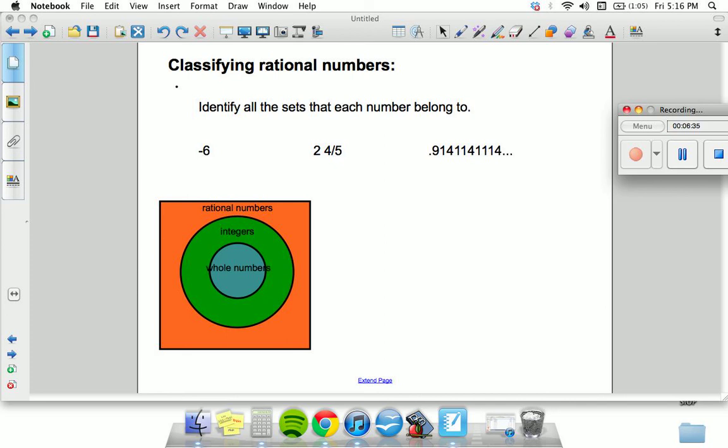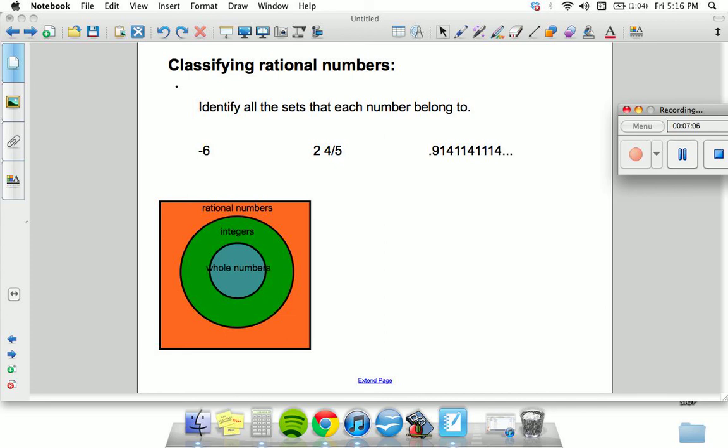Our next number is 2 4/5. This number can be transferred into a fraction. Right now it's a mixed number, but we can convert it into a fraction. In fact, if you did that, you would end up with 14/5. 14/5 is a fraction, and we know that any number that can be written as a fraction is a rational number. So 2 4/5 is a rational number. It isn't an integer or a whole number, though.